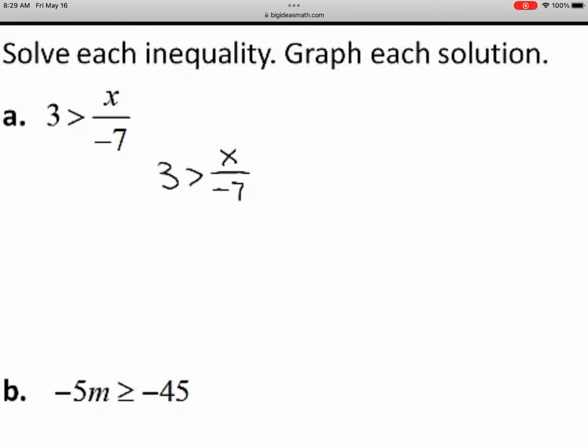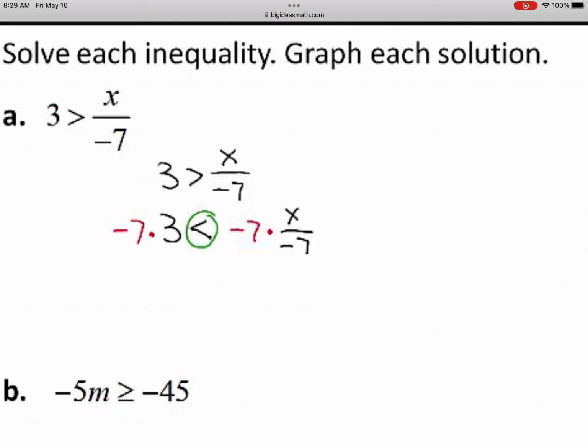Next use the multiplication property of inequality. Multiply each side of the inequality by negative 7. Because you are multiplying each side of the inequality by a negative number, reverse the direction of the inequality symbol. Negative 7 times 3 is less than negative 7 times x divided by negative 7.